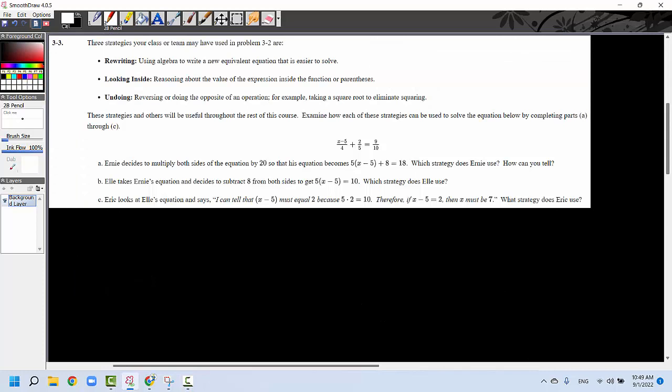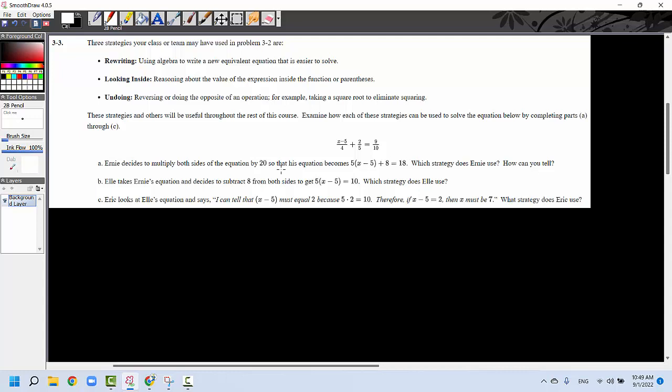So in 3-3, they give us the 3 strategies explicitly. They call it rewriting, looking inside, and undoing. So we kind of did all 3 in the course of 3-2. Now it's saying these strategies and others will be useful throughout the rest of this course. Examine how each of the strategies can be used to solve the equation below by completing parts A through C. At this point, with A through C, we are really just identifying which strategy is being used by each person.